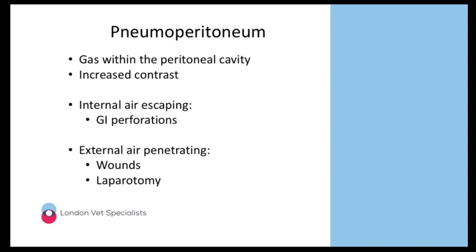so a GI perforation, either secondary to, say, a gastric or a duodenal ulcer, or maybe a foreign body, or external air getting in, and that's usually due to wounds, or potentially it could be because that patient has had an exploratory laparotomy recently.